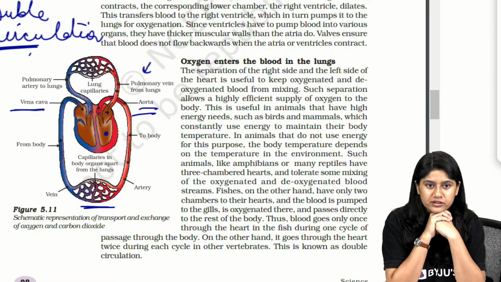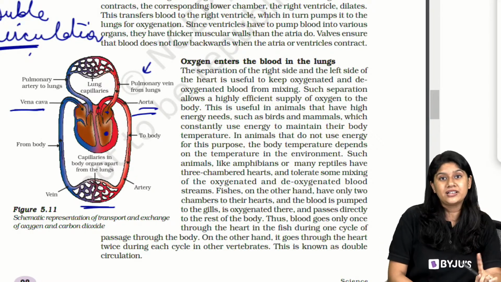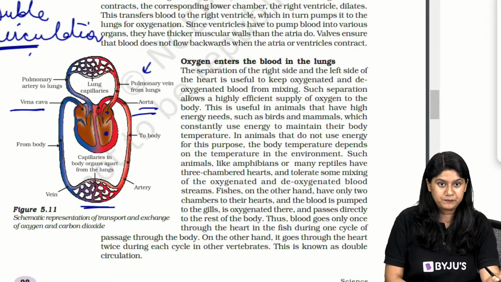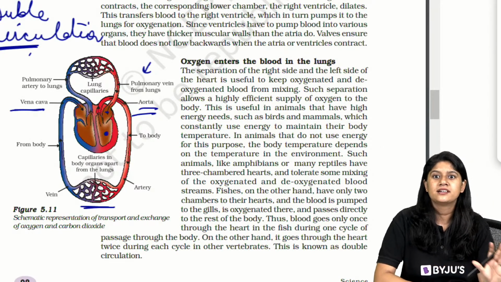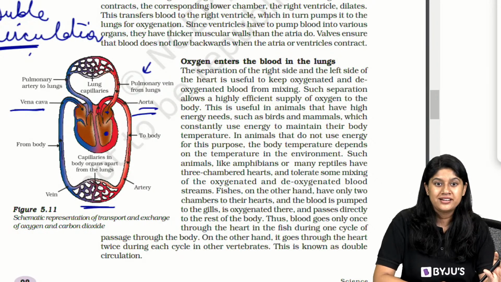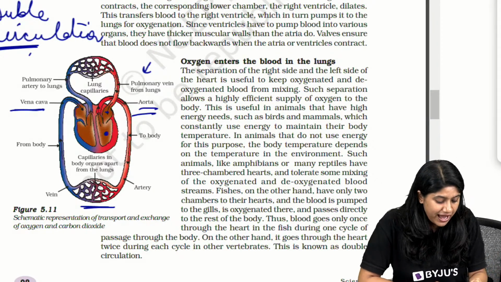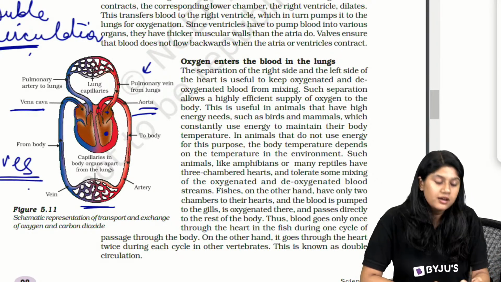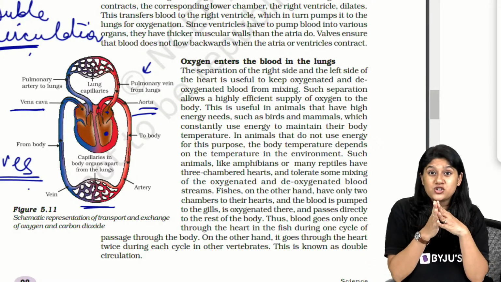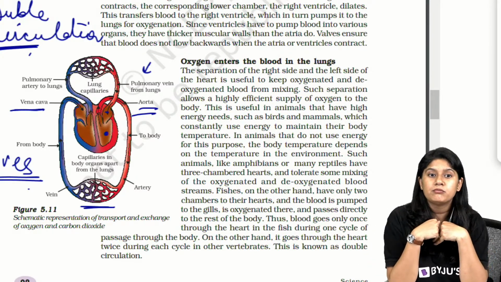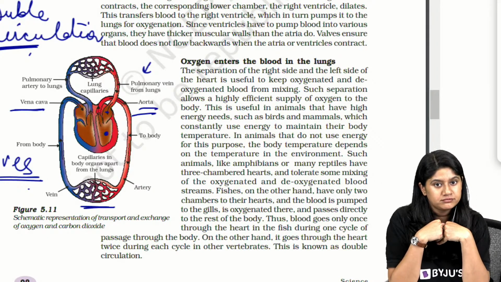So don't worry about it. They will ask you to identify the diagram, so you should know about the diagram. Clear? Yes? This is double circulation. We have different types of valves. Now valves are the structures that stop the backflow of the blood.